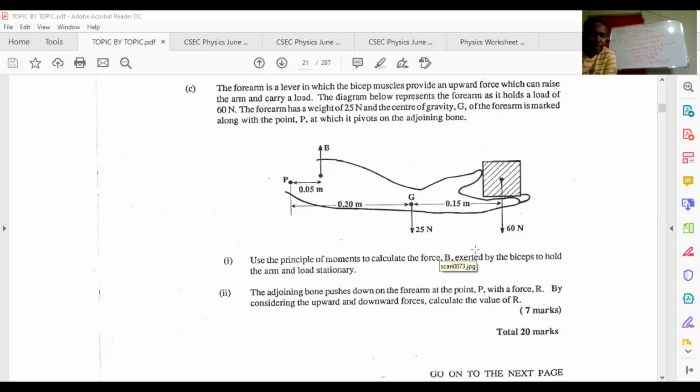The second part says the adjoining bone pushes down on the forearm at the point P with a force R. By considering the upward and downward forces, calculate the value of R. So for the second part, we're introducing a downward force, calling it R, at F, and we need to know what that force is.